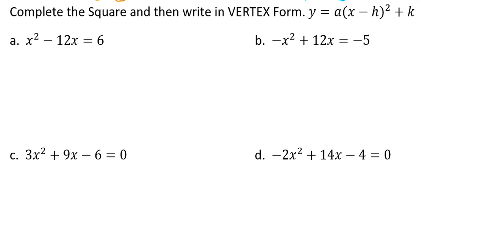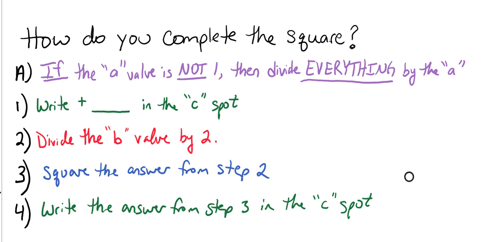In this video, we're going to be going over how to complete the square and then writing the solution in vertex form, which is y equals a times x minus h quantity squared plus k. Let's review exactly how to complete our square.